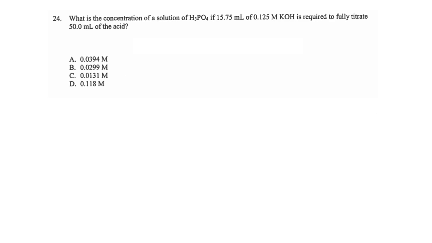What is the concentration of a solution of H3PO4 if 15.75 milliliters of 0.125 molar KOH is required to fully titrate the acid? 50 milliliters of the acid. Okay, now the actual problem in the example had the reaction written out, but we don't need the reaction to be written out. We should be able to write that as well. So we can take our acid, aqueous acid, we're adding KOH.